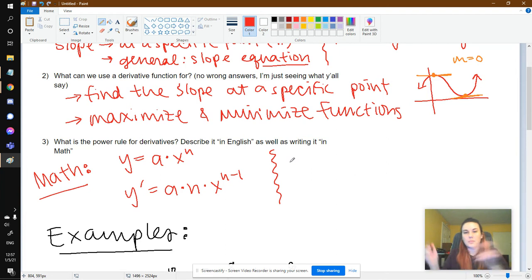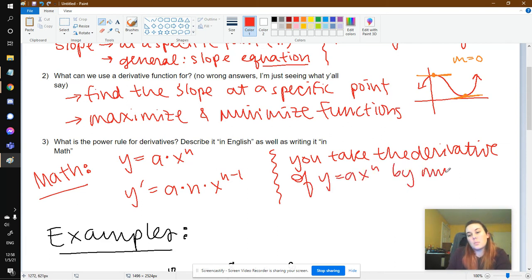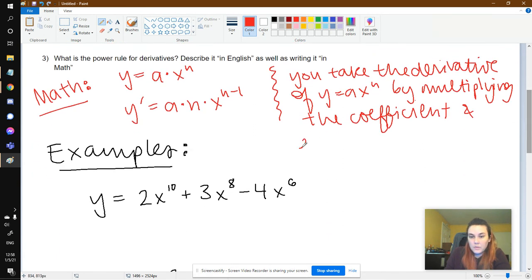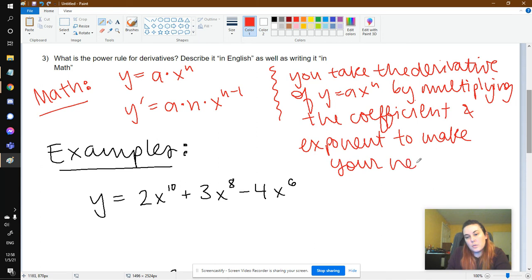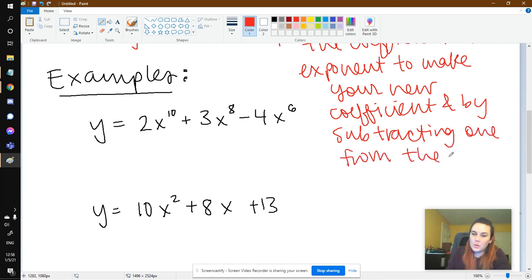The explanation version is you take the derivative of a function like this by multiplying the coefficient and exponent to make your new coefficient, and by subtracting 1 from the exponent for the new exponent.